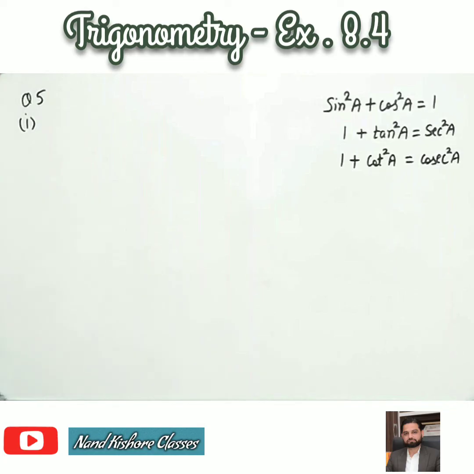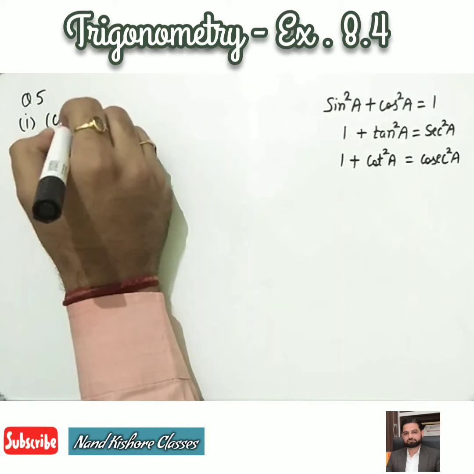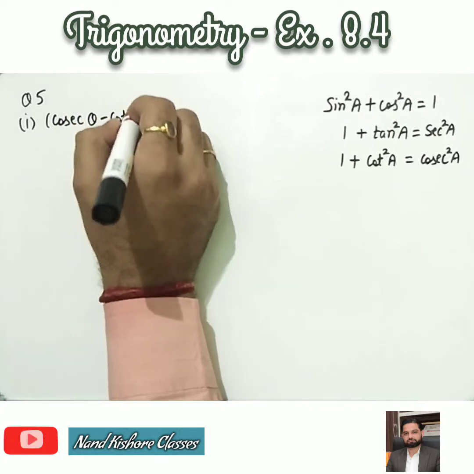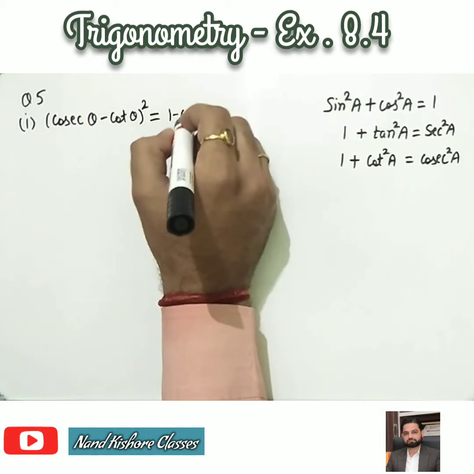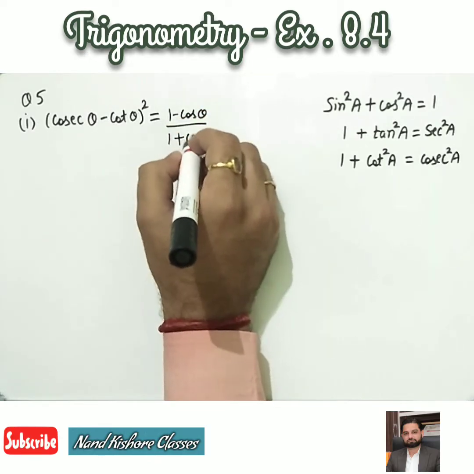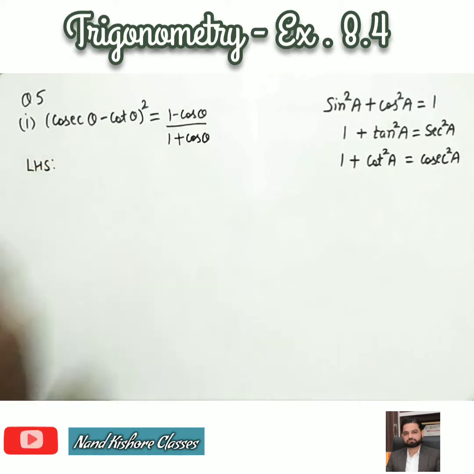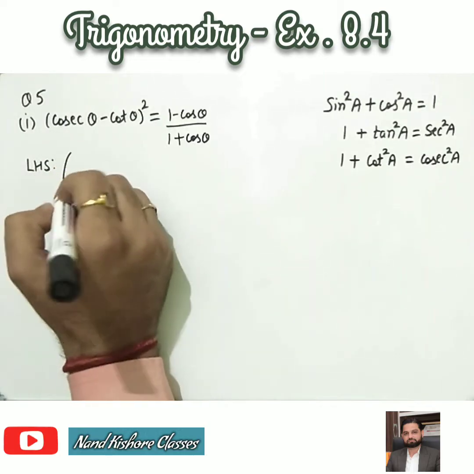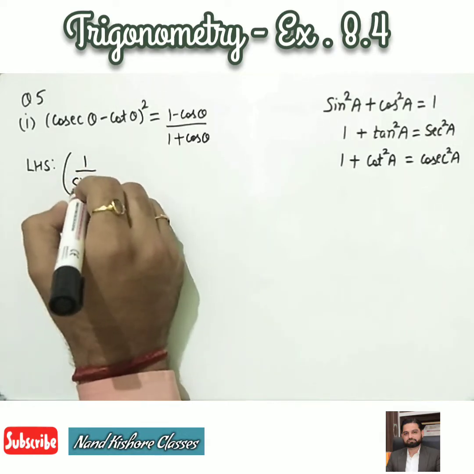Part first we are going to start. See the statement: (cosecant theta minus cotangent theta) square is equal to (1 minus cos theta) over (1 plus cos theta). So this is what we want to prove, and in these kind of question, take left side now. My cosecant theta, I am just directly writing cosecant theta can be written as 1 by sin theta.